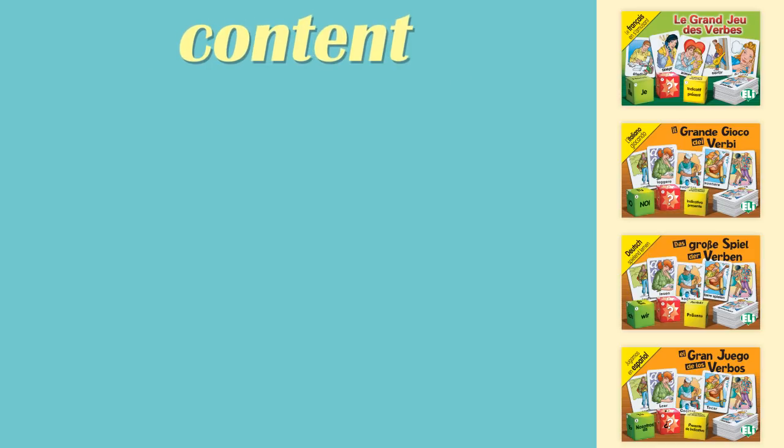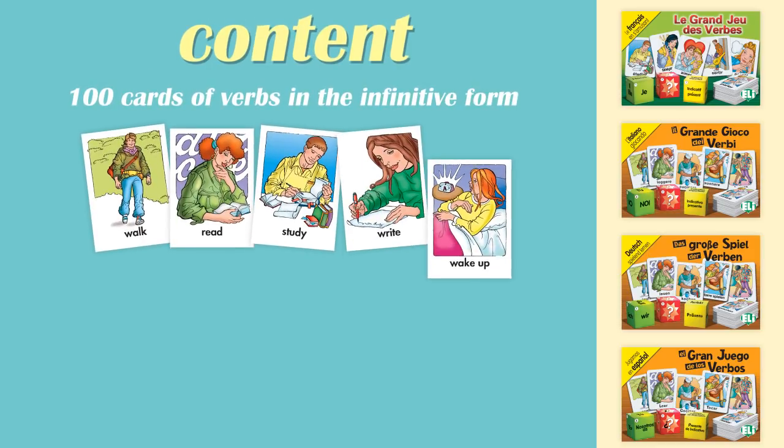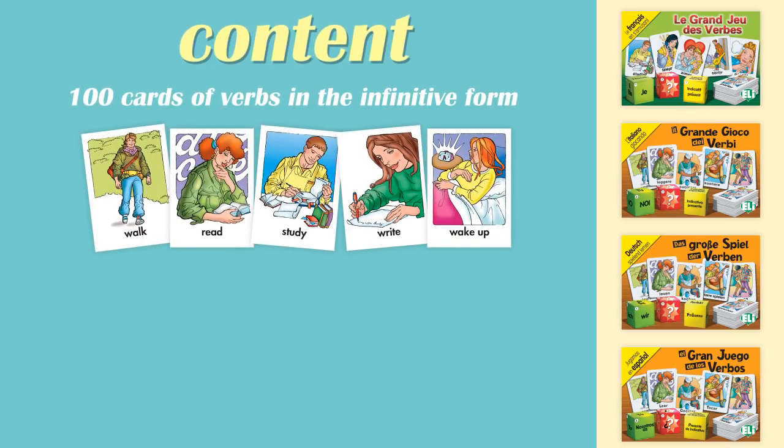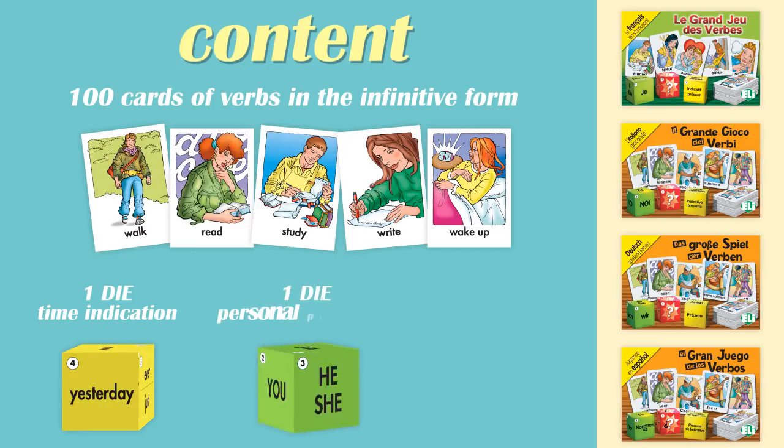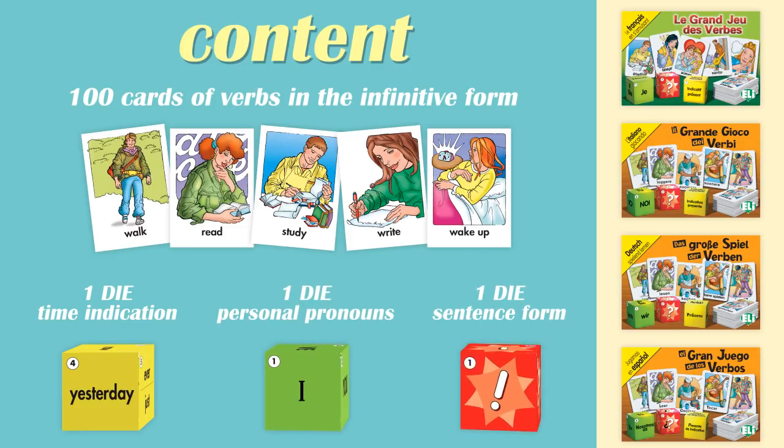The box contains 100 cards of regular and irregular verbs in the infinitive, a set of 3 dice, 1 yellow die as a time indicator, 1 green die of personal pronouns, 1 red die with symbols indicating the sentence form, positive, negative or interrogative. Points are printed on each die face.